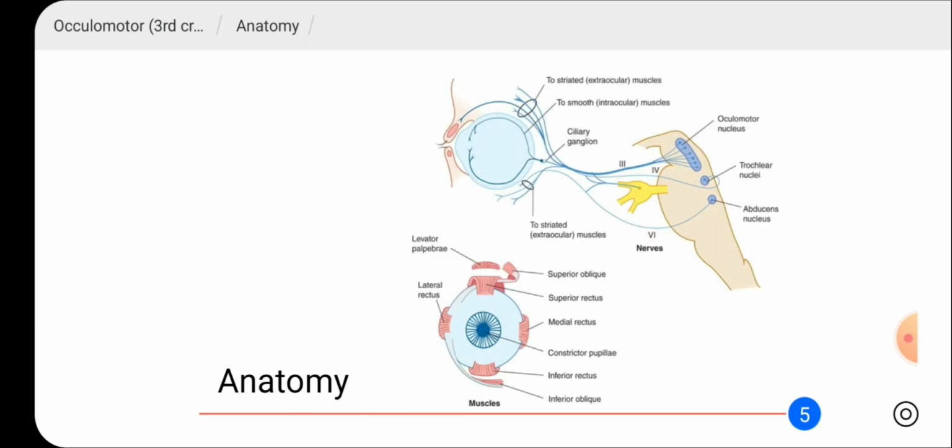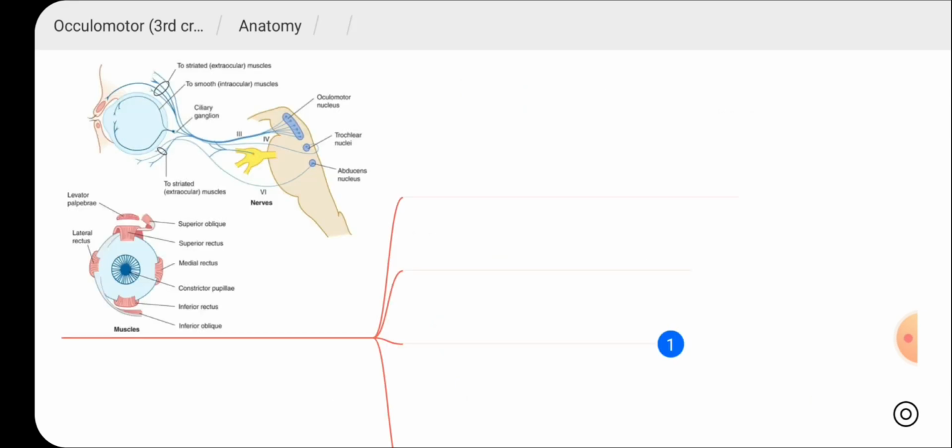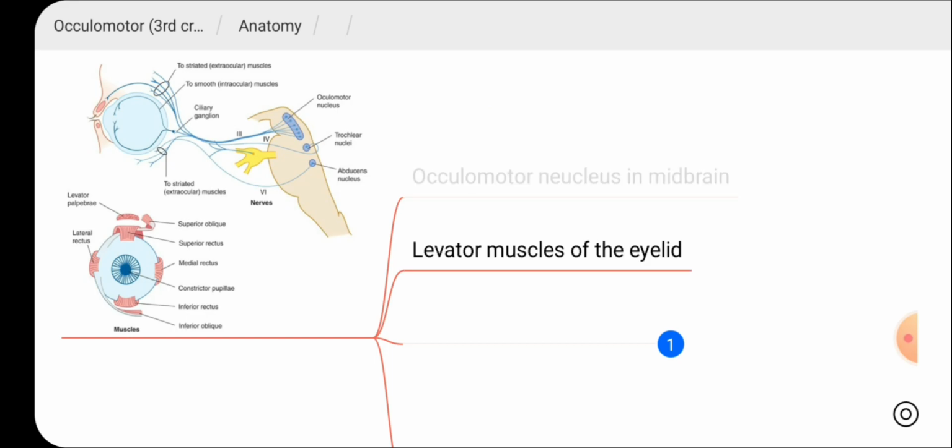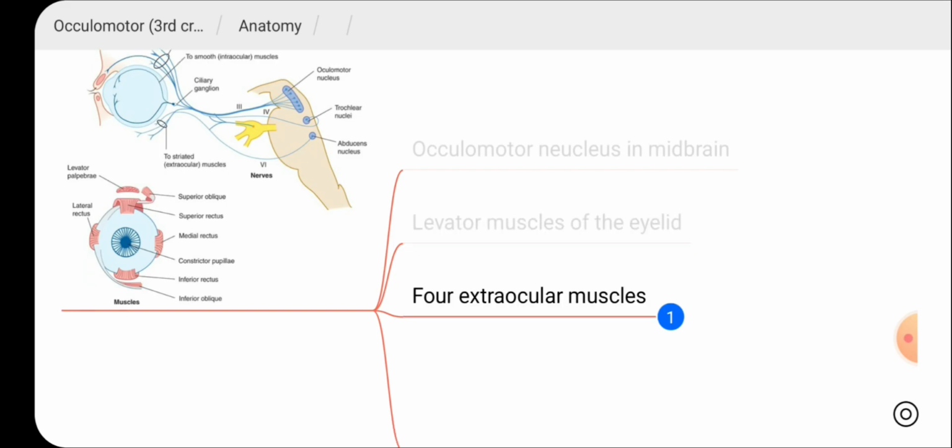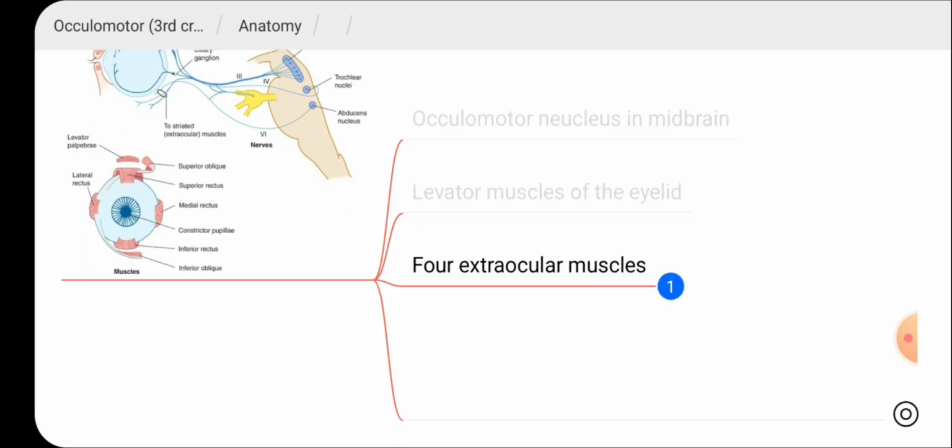This diagram illustrates the pathway of the oculomotor nerve, and according to that, the oculomotor nucleus is located in the midbrain and it has several supplies. It supplies the levator muscle of the eyelid, the levator palpebrae superioris, and 4 extraocular muscles.